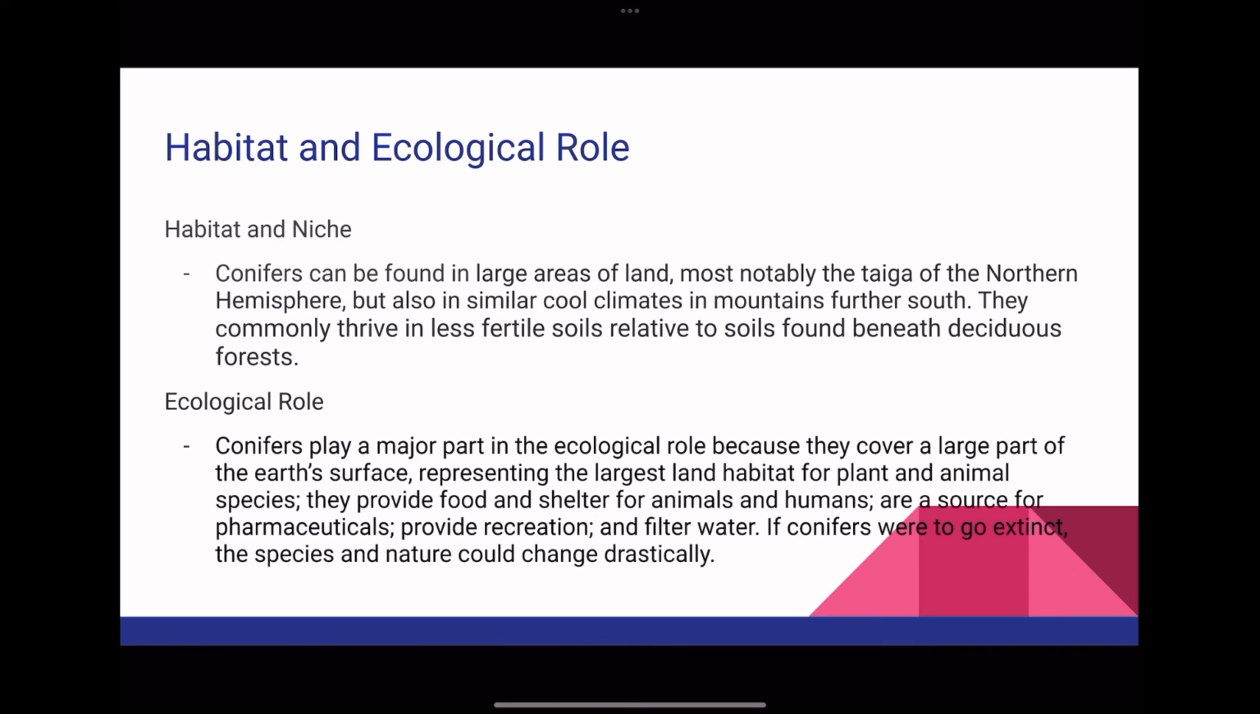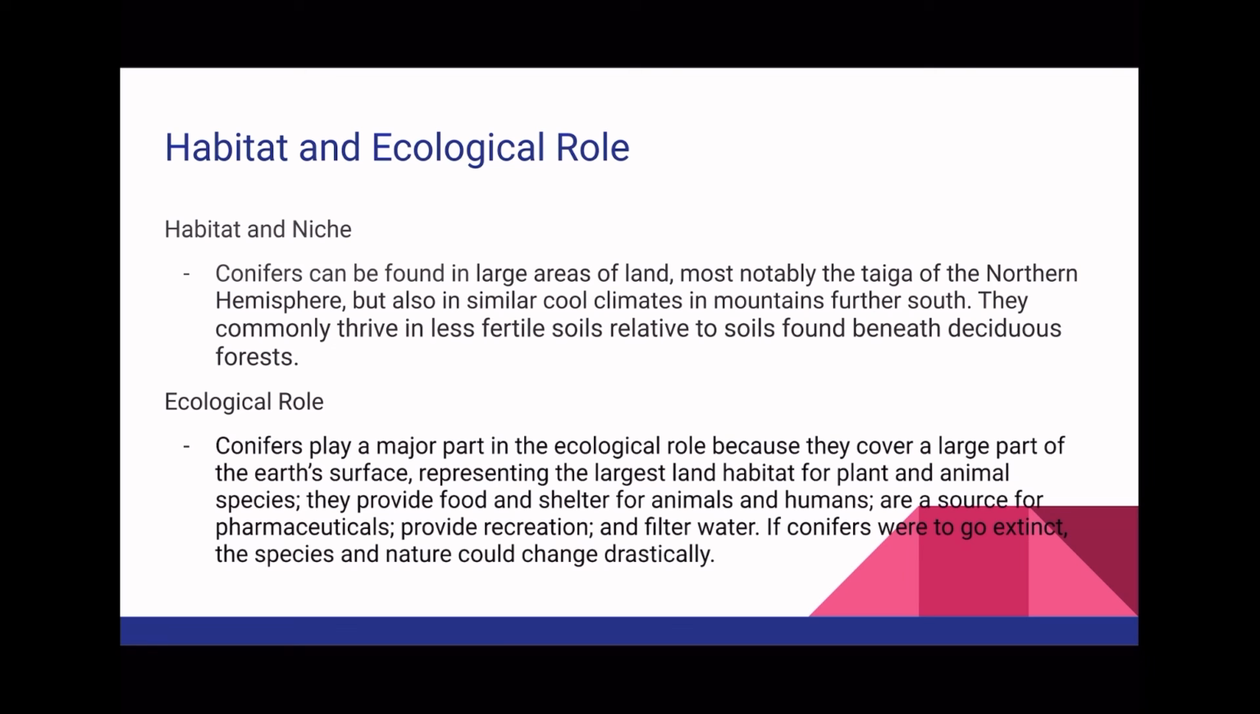Habitat and ecological role. Habitat and niche. Conifers can be found in large areas of land, most notably the taiga of the northern hemisphere, but also in similar cool climates and mountains further south. They commonly thrive in less fertile soils relative to soils found beneath deciduous forests.